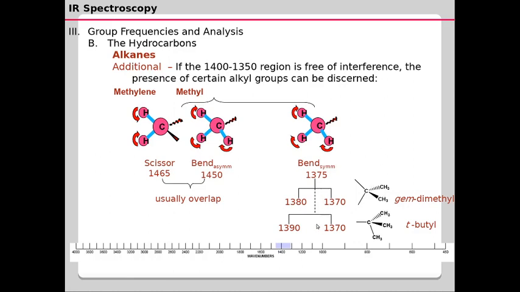And again, if there are three methyl groups that form a tertiary butyl system, then the symmetric bending vibrations of these methyl groups will again give us two peaks, one at around 1370 centimeter inverse, but the second one at around 1390 centimeter inverse. So these vibrations will tell us some details about what kind of alkyl groups are in the molecular structure, whether it's methyl or methylene.